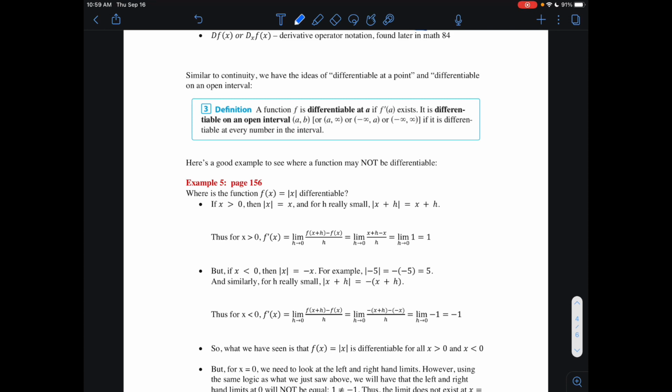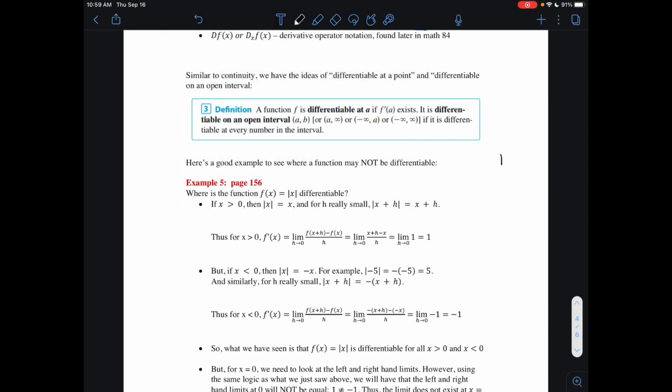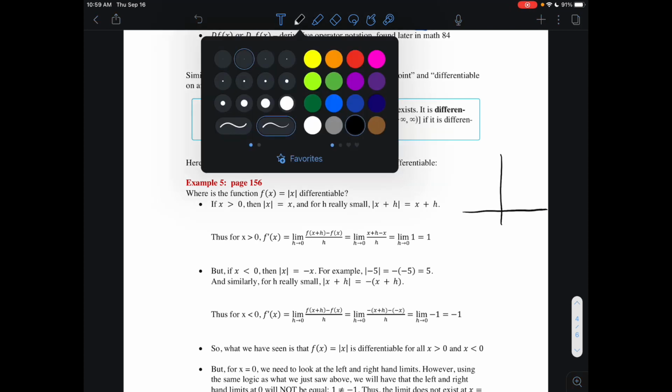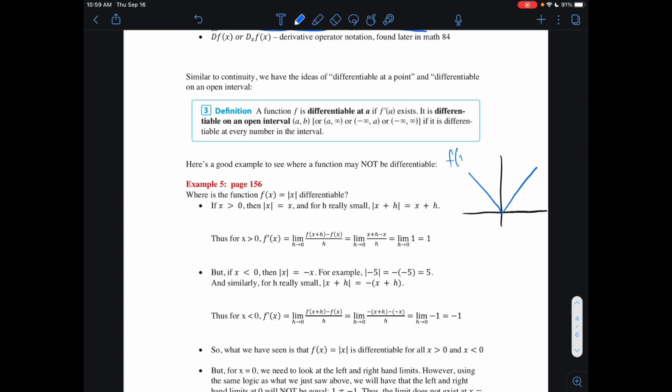So now let's look at a good example to see where a function may not be differentiable. This is example 5 on page 156, and it deals with the function f of x equal the absolute value of x. The absolute value function has a shape of a v. And hopefully we recognize that from pre-calculus or even algebra.